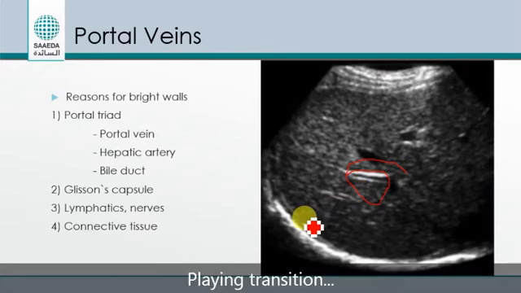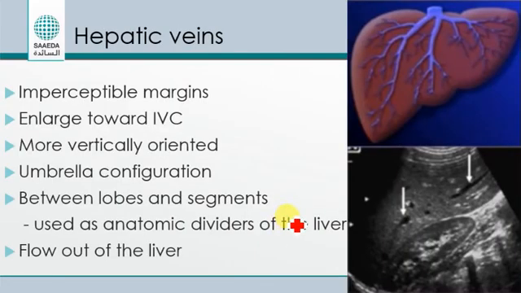While the hepatic veins, they have imperceptible margins. They enlarge toward the IVC. As you go more cranially to the IVC, they become larger, like you see here. For example, it's lower and then it's larger. Okay, they are more vertically oriented, and they have an umbrella configuration. They meet at the top, at the IVC.